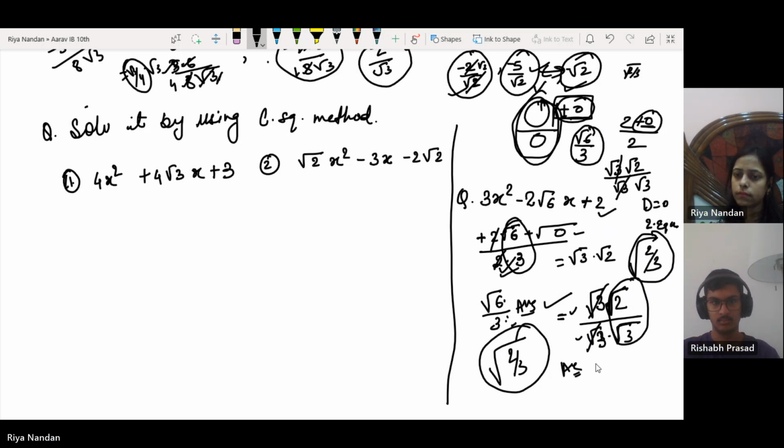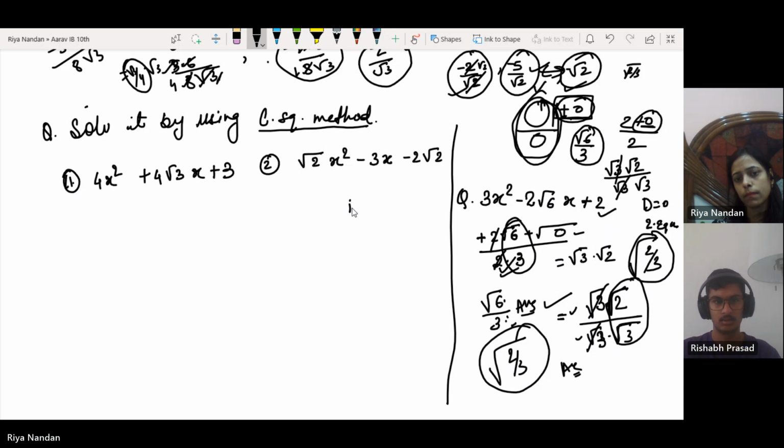Done? Are you comfortable while solving this root question somehow? Very good. Now try to solve these questions by the completing square method. Do you know the steps? What are the steps?